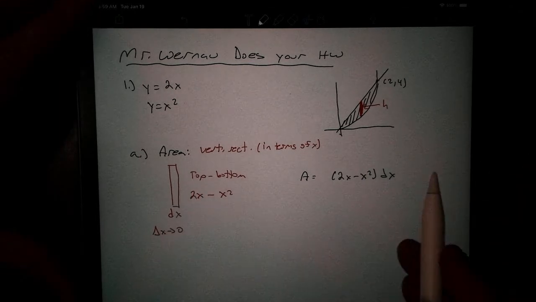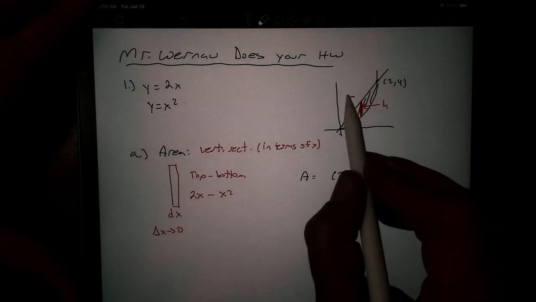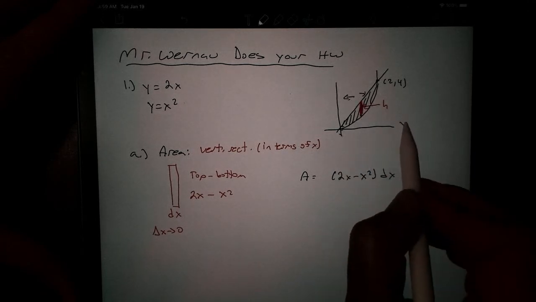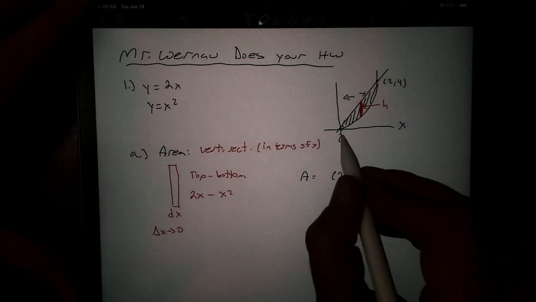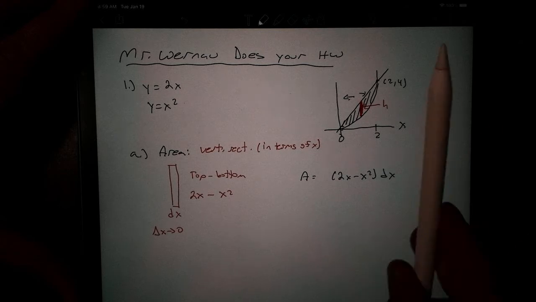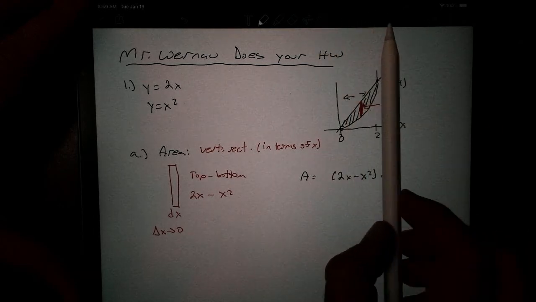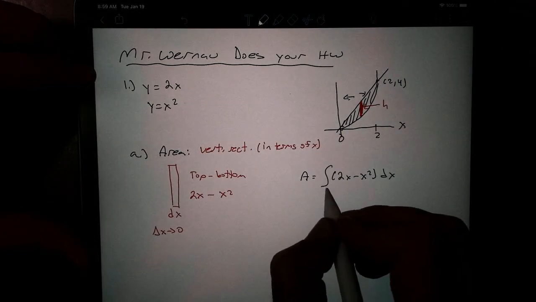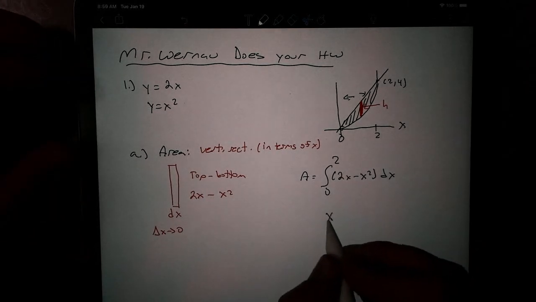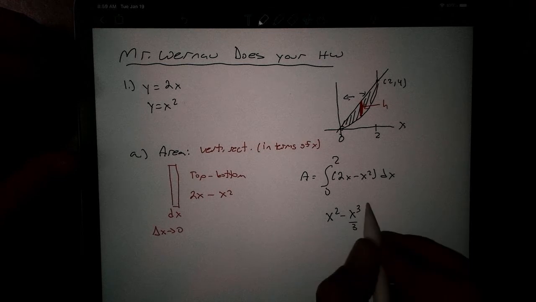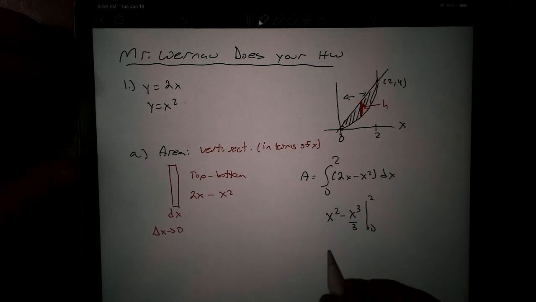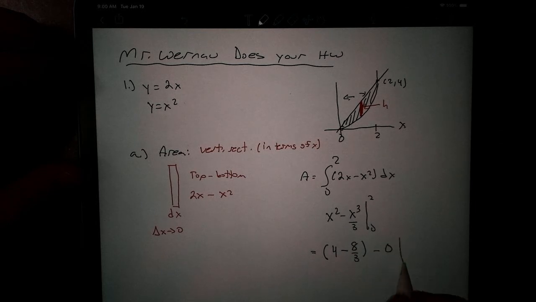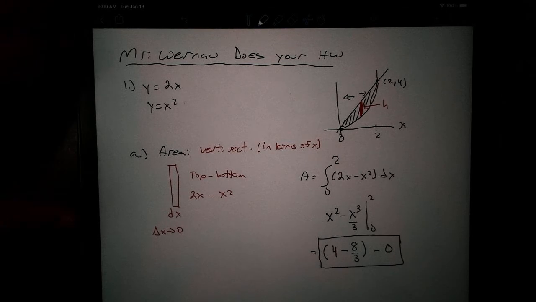Now that's the area for one rectangle, but remember, this rectangle is going to move right and left, because we go in terms of x, between 0 and it looks like 2 where they meet. You have to imagine this rectangle sweeping out an area right there. If I evaluate that integral from 0 to 2, this just becomes x squared minus x cubed over 3, and we're going to evaluate that from 0 to 2. Using our fundamental theorem, that's going to become 4 minus 8/3 minus 0. Of course, you can leave your answer like that, or you can simplify that if you want to.